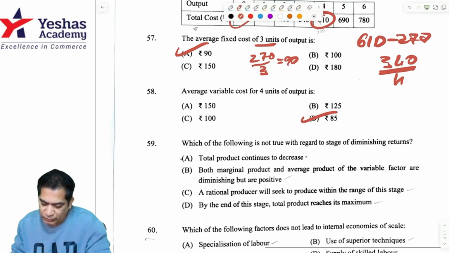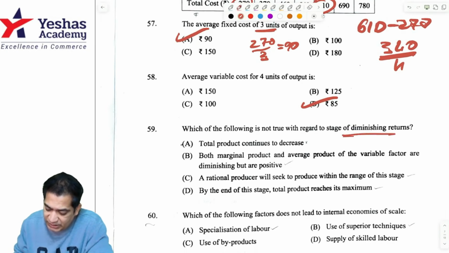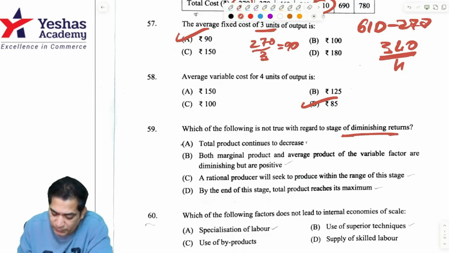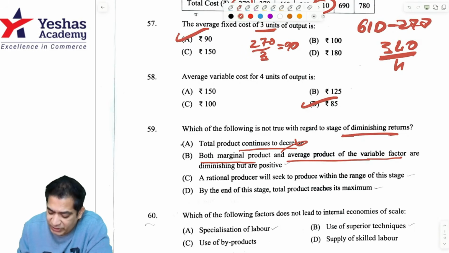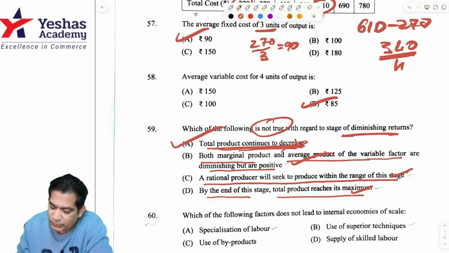Which of the following is not true with regard to the stage of diminishing returns? Diminishing returns means in the second stage TP is increasing at a diminishing rate. Total product continues to decrease? No, it happens in the third stage, where there is negative return. Both marginal product and average product of the variable factor are diminishing but positive. True. A rational producer will seek to produce within the range of the stage. True. By the end of the stage, total product reaches maximum. True. Which one is not true? This one is not true. So A is your answer.